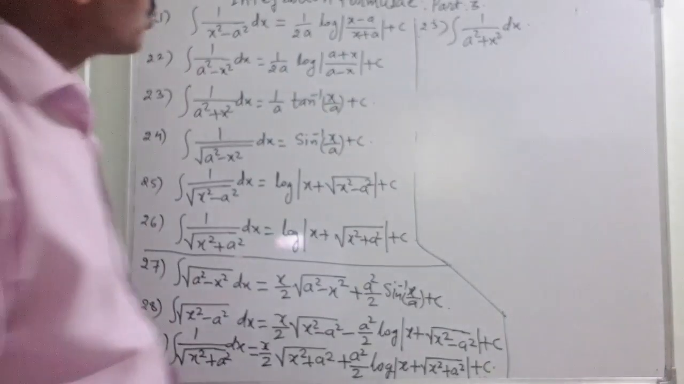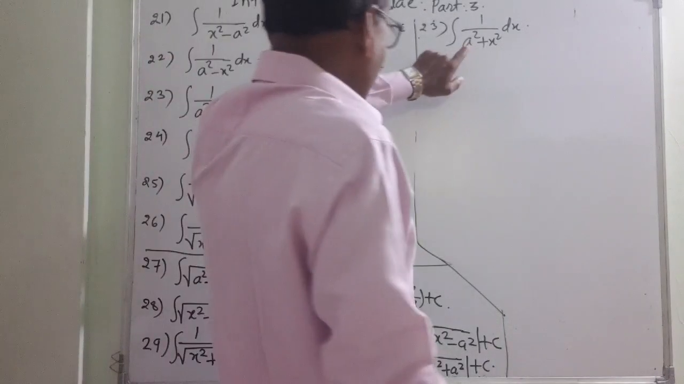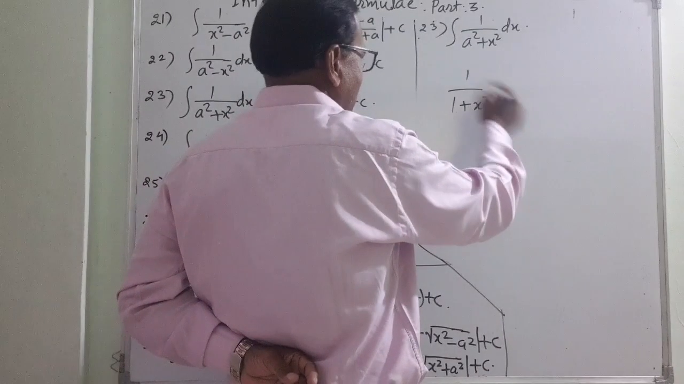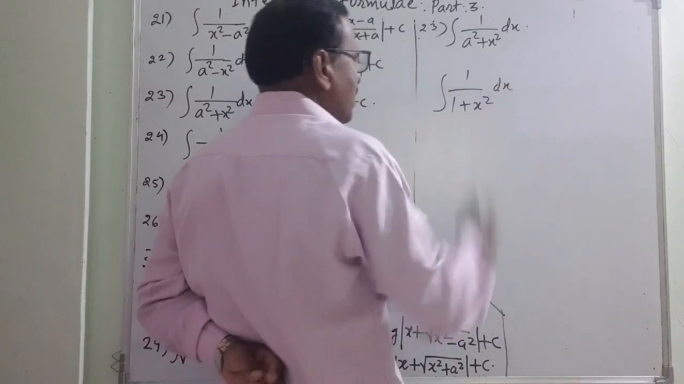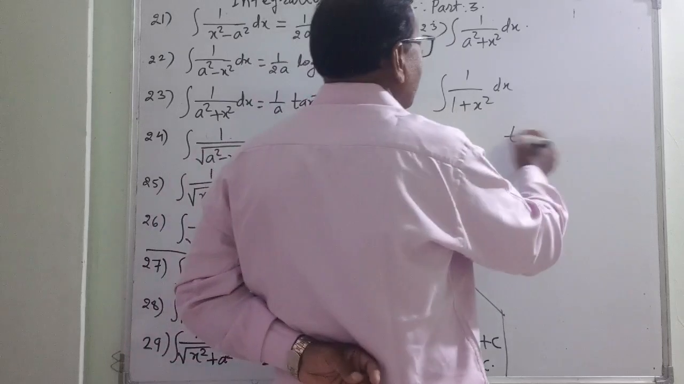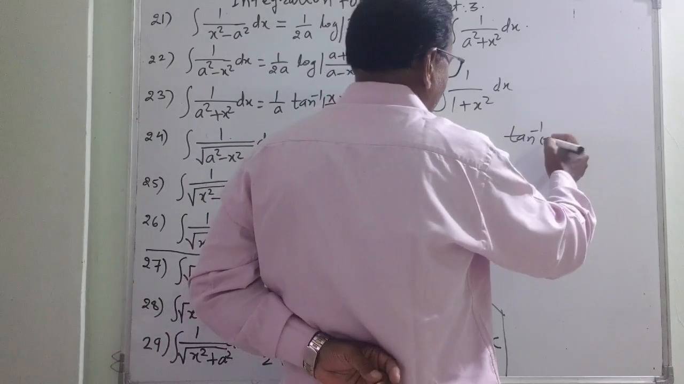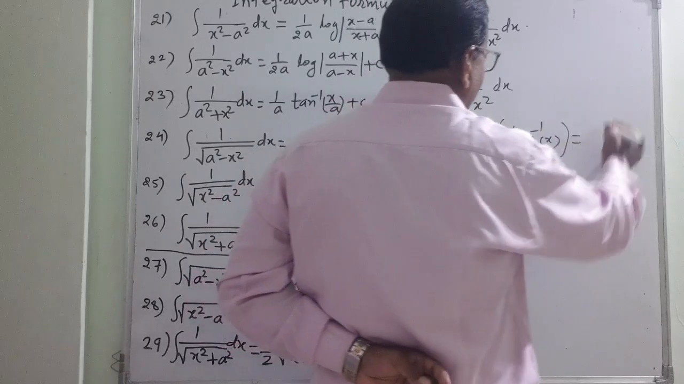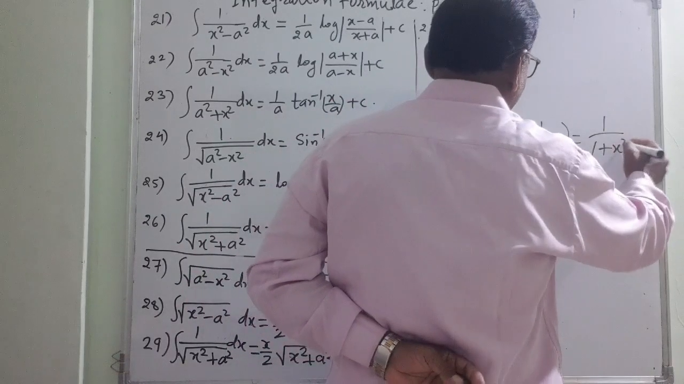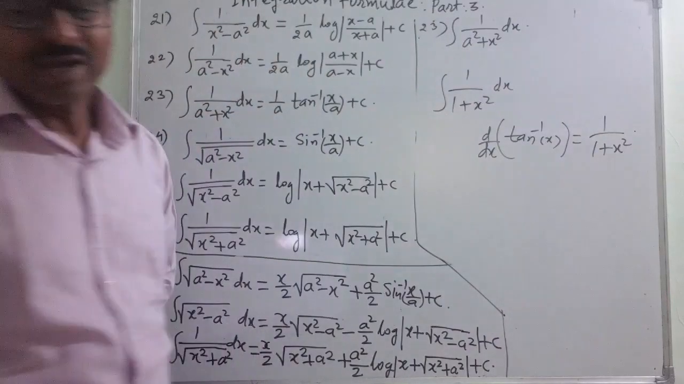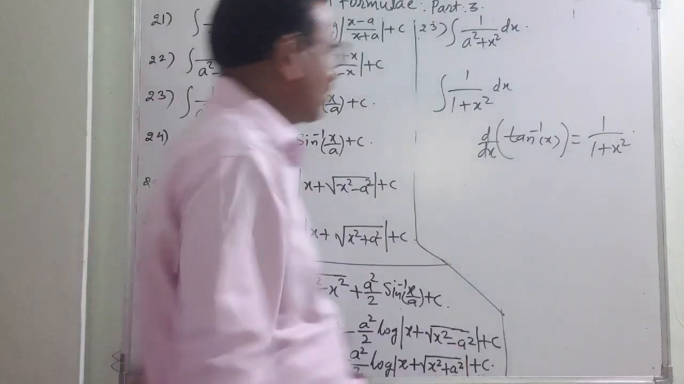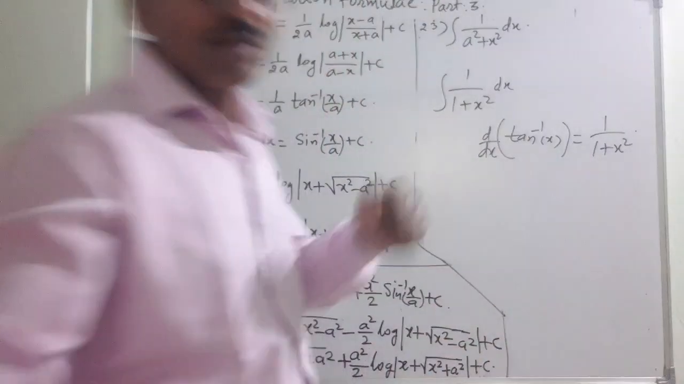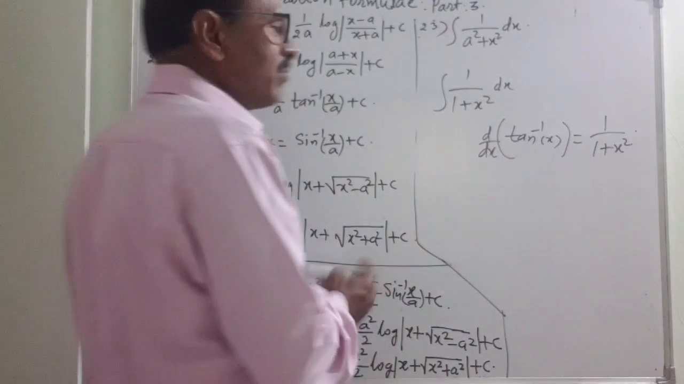If I would have 1 upon 1 plus x square integration dx, this is the derivative of tan inverse x. Tan inverse of x d by dx is equal to 1 upon 1 plus x square. This would have become. But only our problem is, instead of 1, here it is a square. That is our problem. So I will change it.